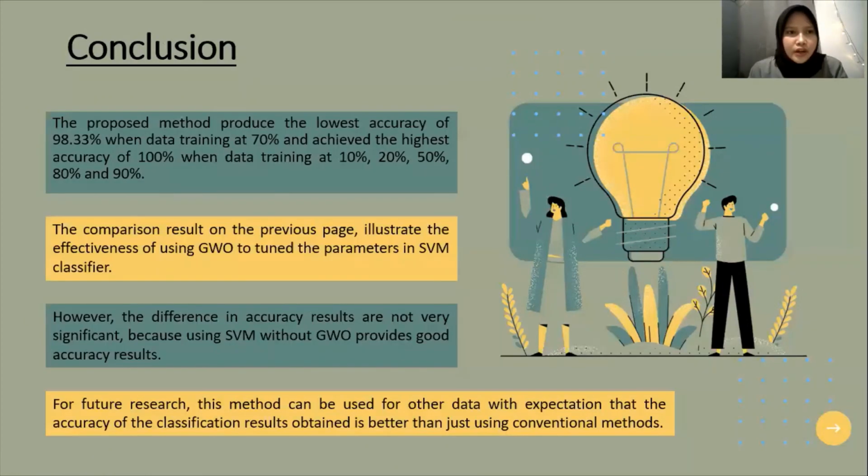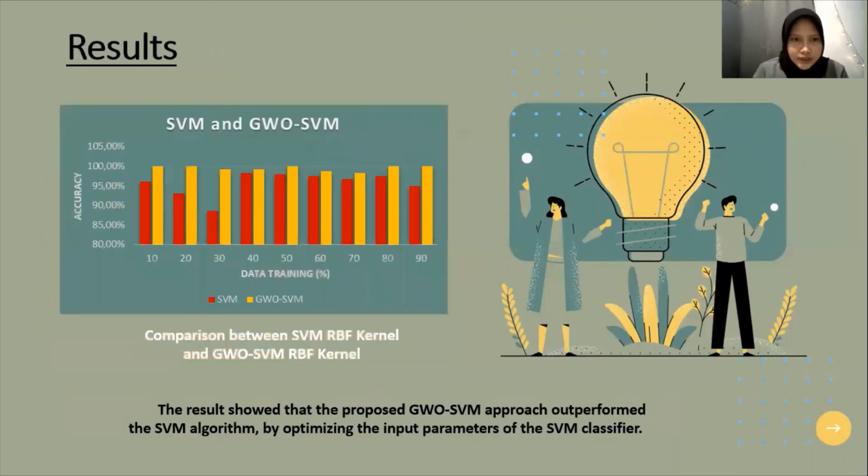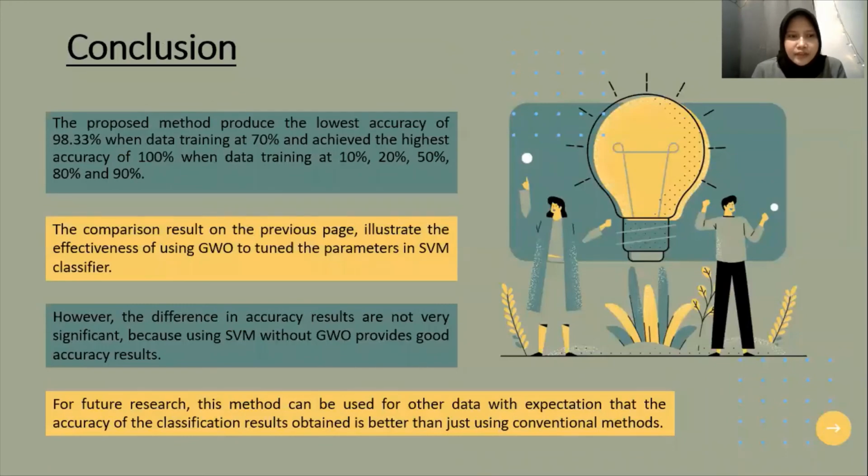And the conclusion: the proposed method produced the lowest accuracy of 98.33% when training data is 70% and achieved the highest accuracy of 100% when training data is 10%, 20%, 50%, 80%, and 90%. The comparison result on the previous page illustrates the effectiveness of using gray wolf optimization to tune the parameters in the SVM classifier.